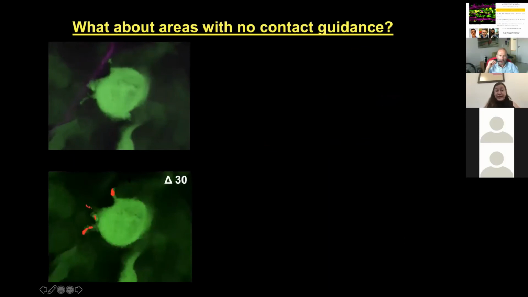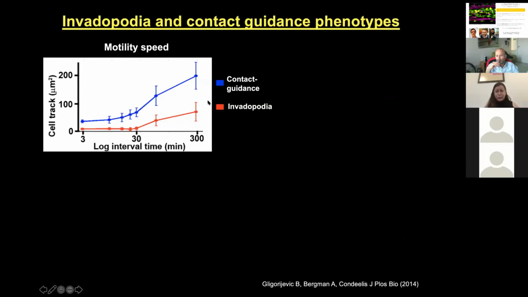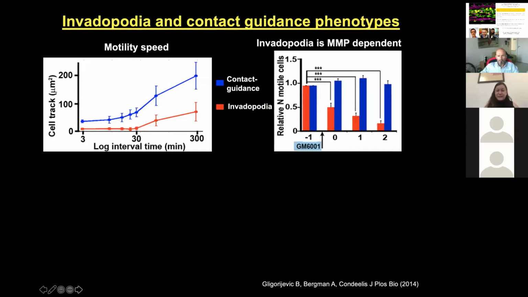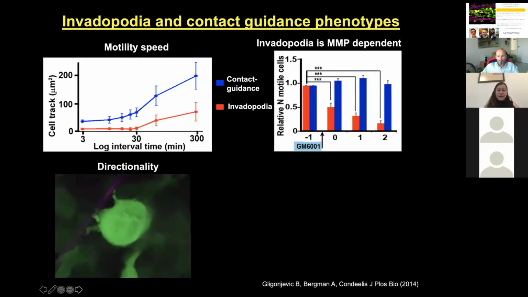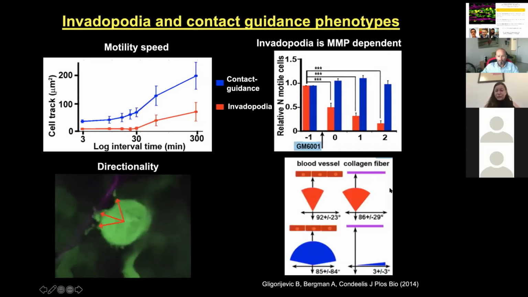Now, if you look at the translocation, it's not there after 30 minutes or an hour. And it turns out that this movement is approximately 10 times slower than the contact guidance along the collagen fibers. So it seems like we have two different phenotypes, the invadopodia phenotype being MMP dependent. So we could inhibit it with the MMP inhibitors. And in terms of the direction, it was always pointing to the blood vessel and the collagen fibers that are mainly aligned around the vessel, while contact guidance cared only about following the collagen fibers.